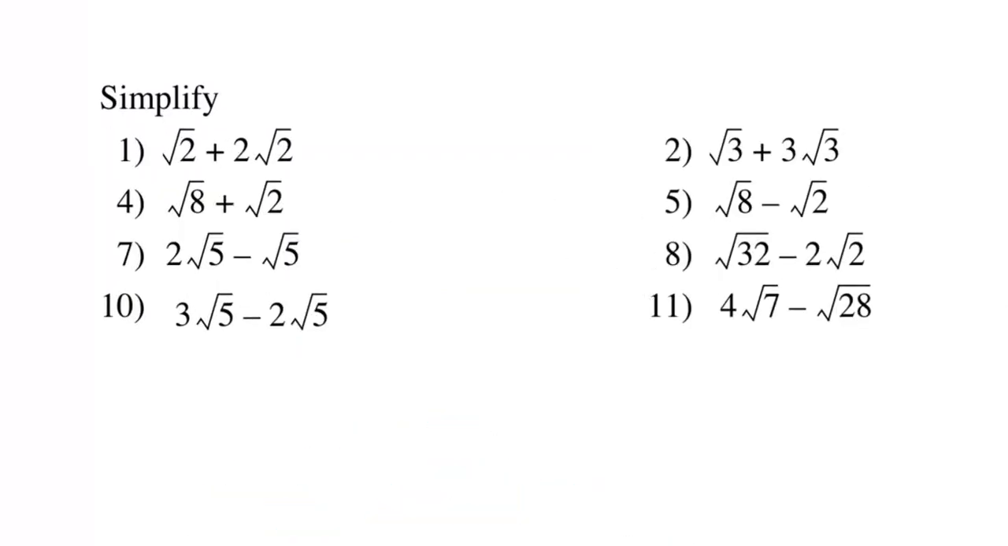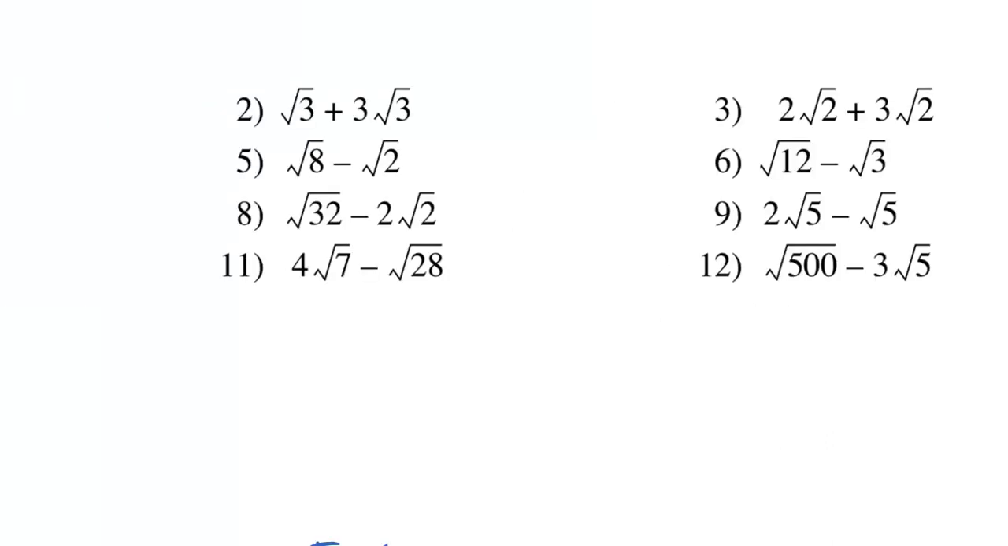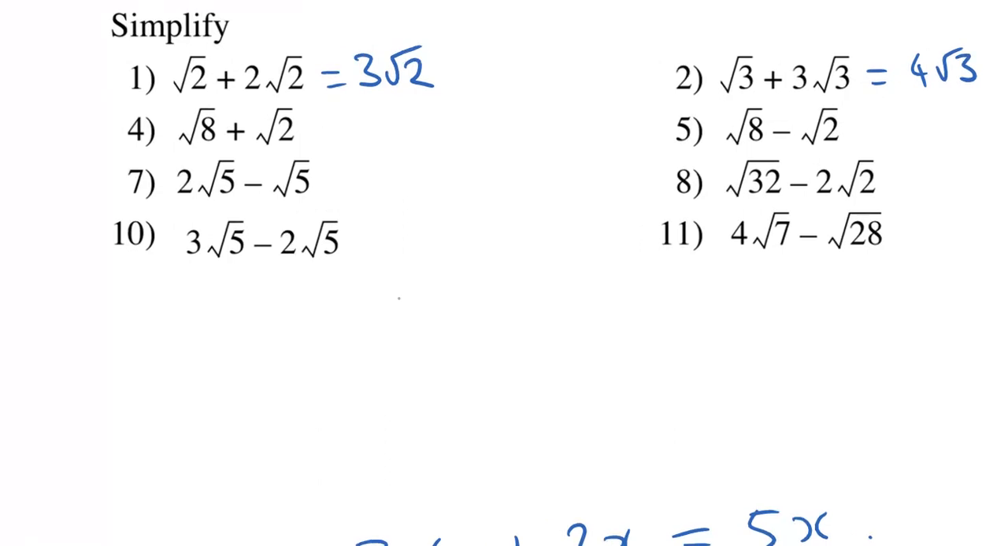So let's start with number 1. Well, clearly 1 root 2 plus 2 root 2's is 3 root 2. Number 2, 1 root 3 and a 3 root 3, well, that's going to give us 4 root 3. And I can clearly see you're probably getting used to this, and it's quite simple. So what about number 4? Root of 8 plus root of 2.